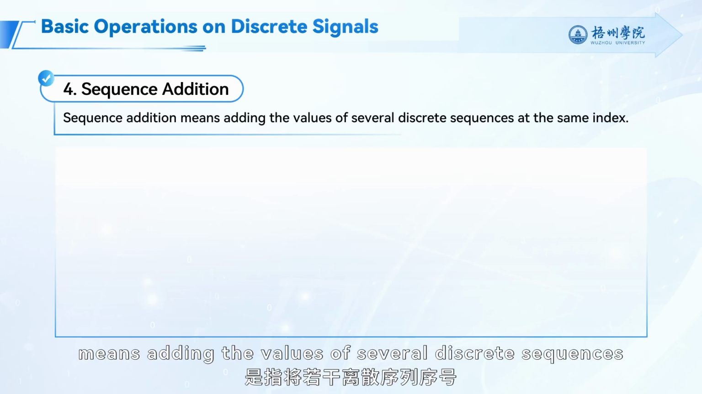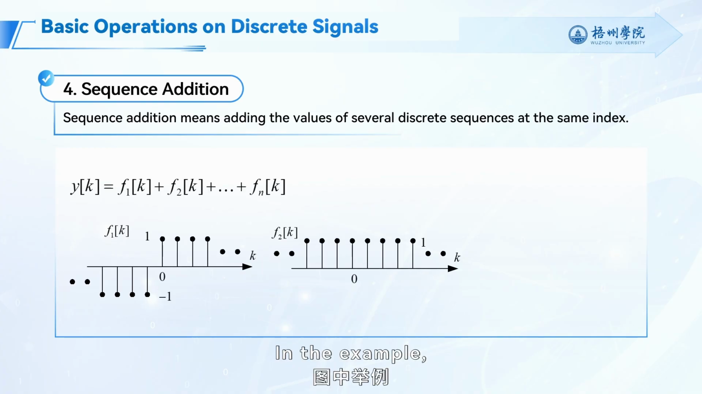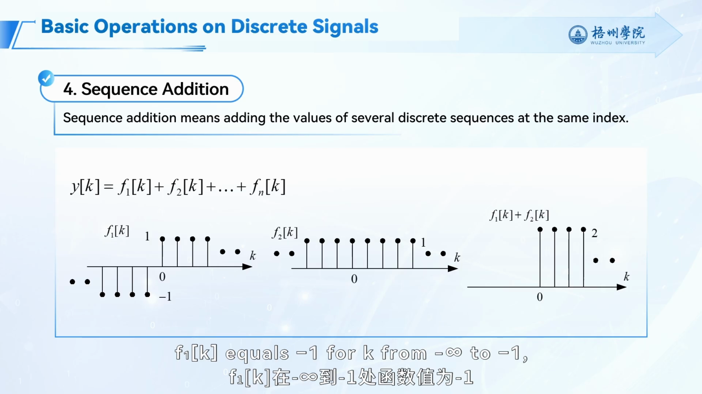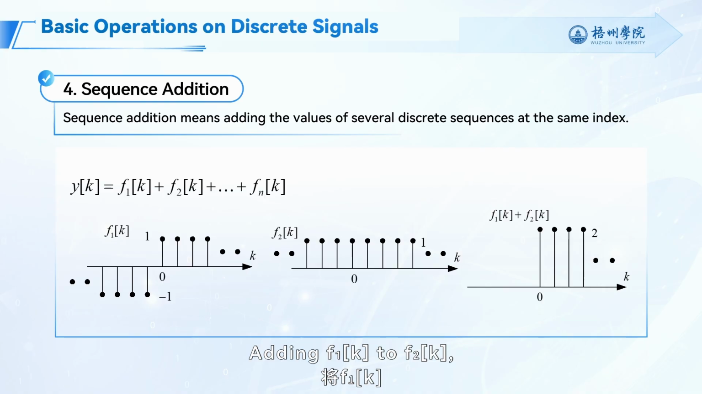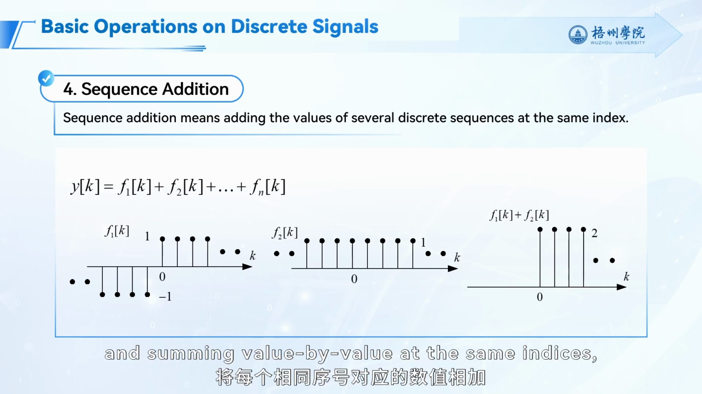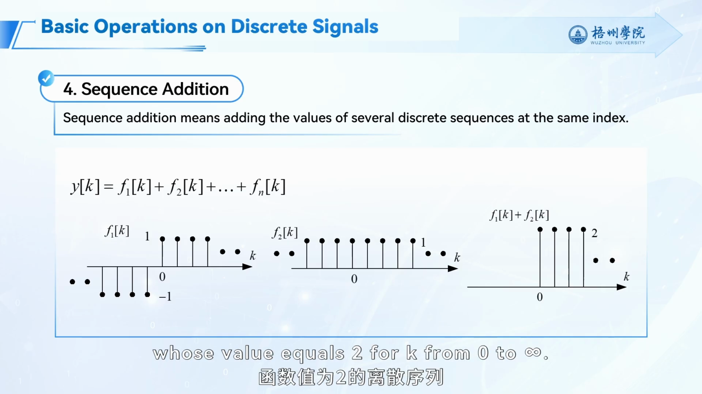Sequence addition means adding the values of several discrete sequences at the same index. The expression is shown in the figure. In the example, f1 of k equals minus 1 for k from negative infinity to minus 1, and equals 1 for k from 0 to positive infinity. Adding f1 of k to f2 of k, which equals 1 for all k from negative infinity to positive infinity, and summing value by value at the same indices, we finally obtain a discrete sequence whose value equals 2 for k from 0 to infinity.